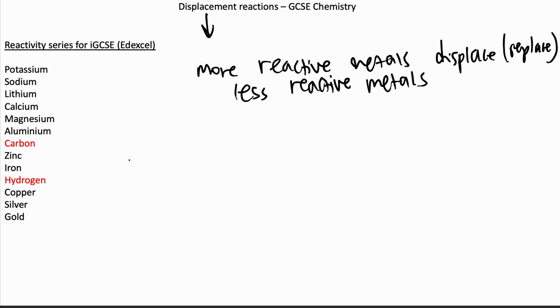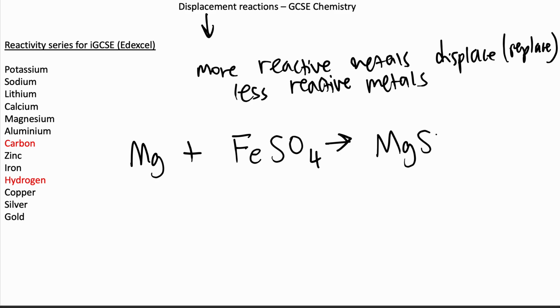So you could have, for example, magnesium plus iron sulfate, FeSO4, giving magnesium sulfate plus Fe. So what just happened in this reaction? The key things to note are the magnesium and iron. This is just the compound. The key metals in here are iron and magnesium.